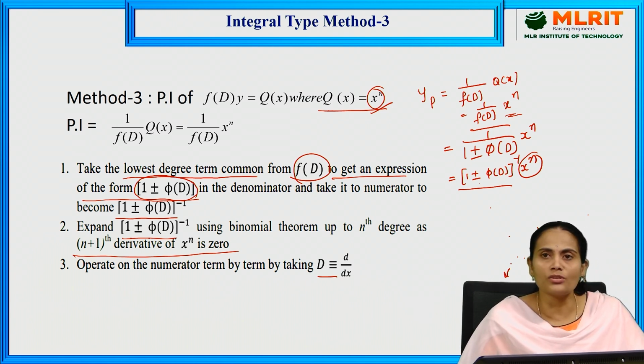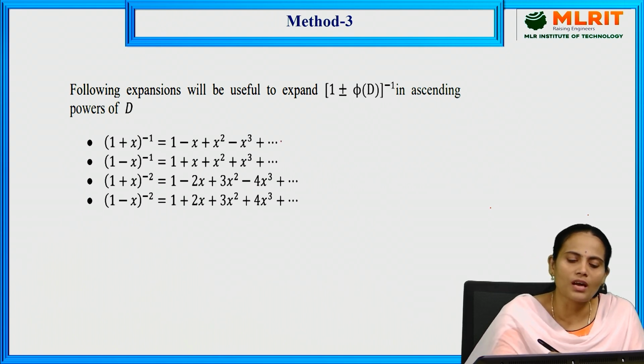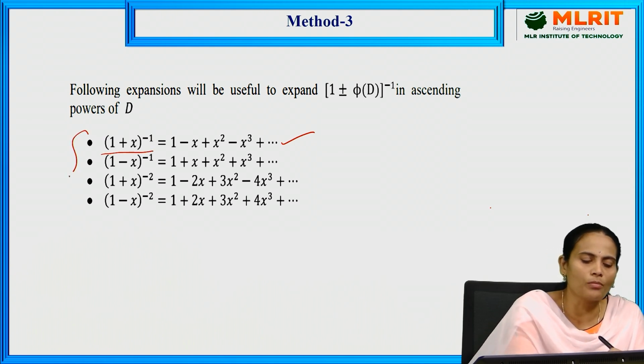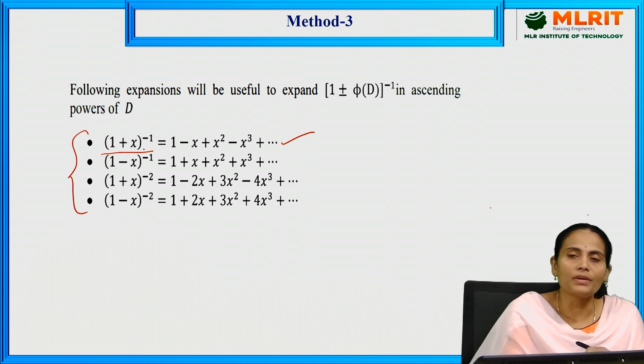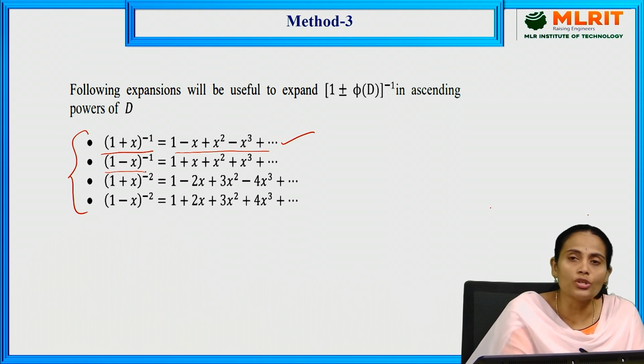Now we will see some formulas, which we use in finding yp. The first formula: 1 plus x whole power minus 1 is 1 minus x plus x square minus x cube, and so on. And 1 minus x whole power minus 1.